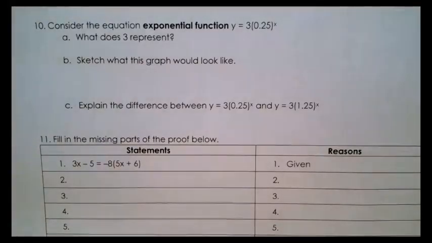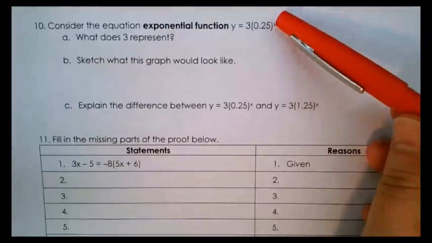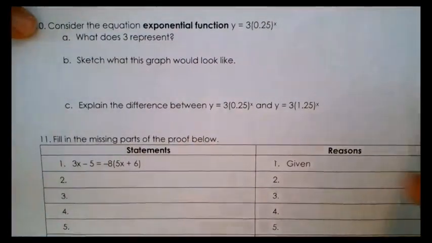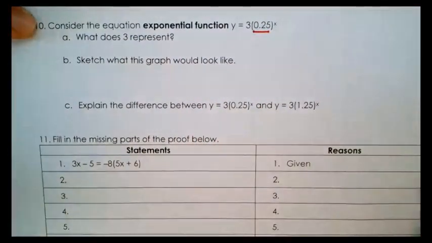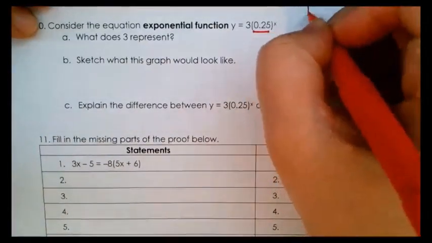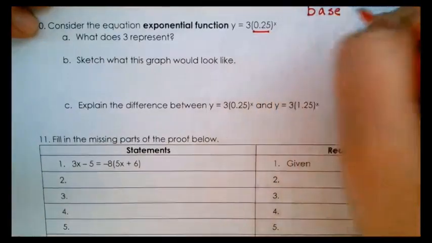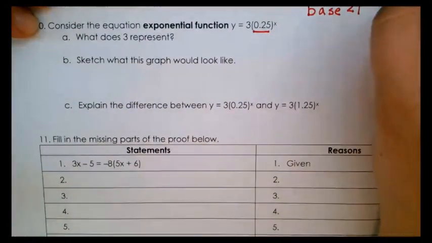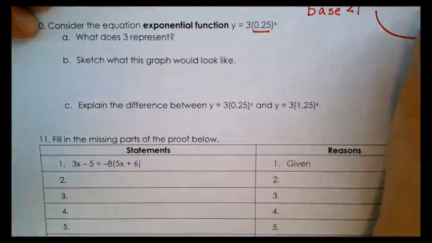Number 10. We're going to continue the topic of exponential functions. It says, consider the equation, the exponential function y equals 3 times 0.25 to the x power. So as soon as I see that it's being raised to an exponent of x, that's how I know it's going to be an exponential function. Now I want you to notice we have a 0.25 as our base. Now I mentioned before in the last problem, if your b value, if your base is less than 1, which in this case 0.25 is less than 1, your basic parent function is going to be going down.